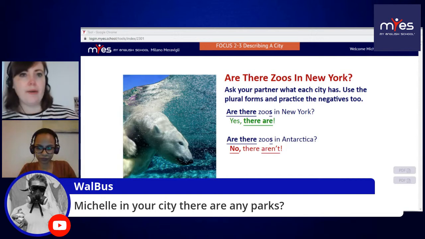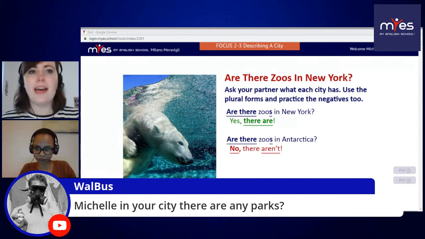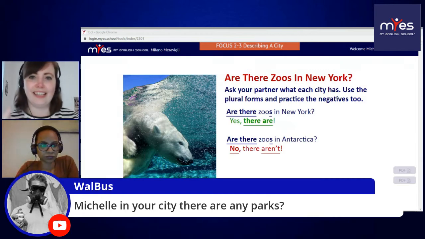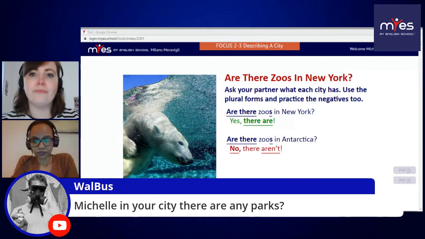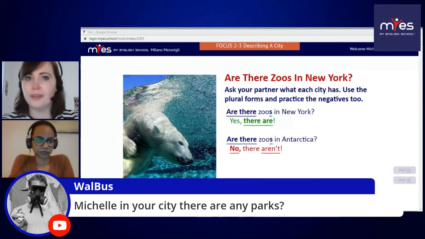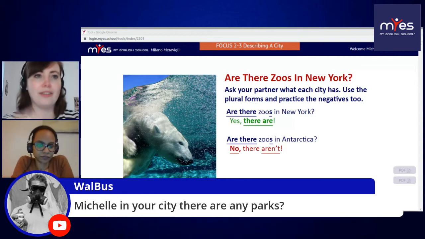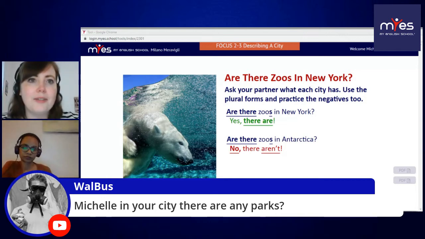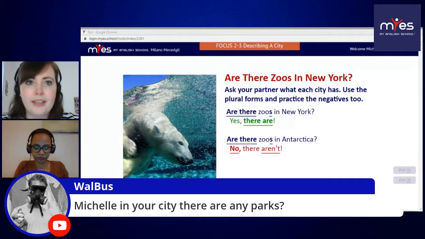So you can continue asking us questions to practice forming your questions. So you can talk about other cities, and we can try if we know the city. For example, I can talk about Dublin or anywhere, because we can have an idea of the city as well. So we want to practice using the plural form, and the negatives as well.